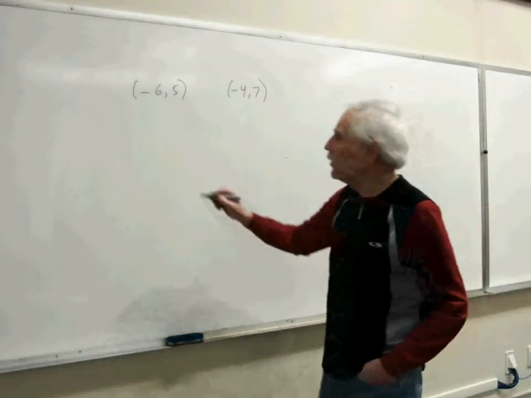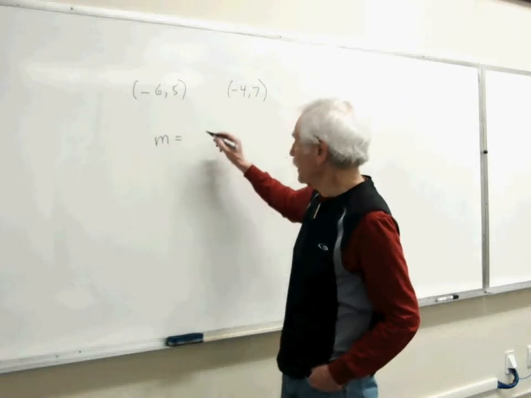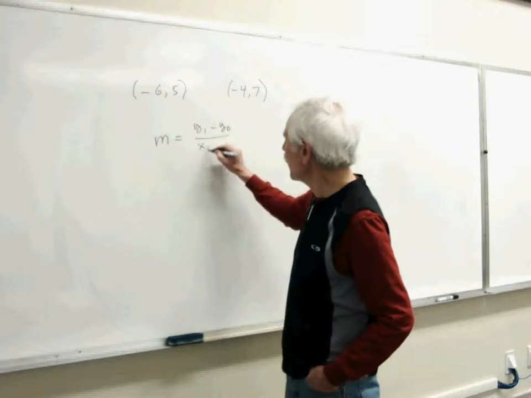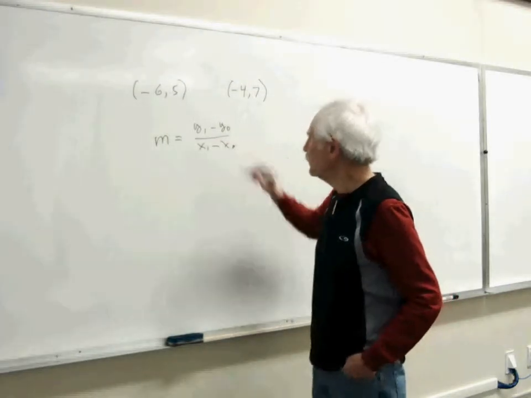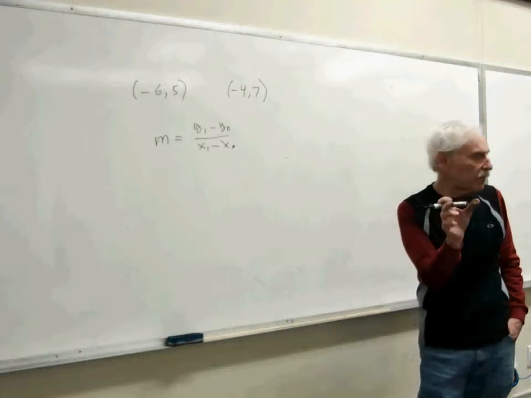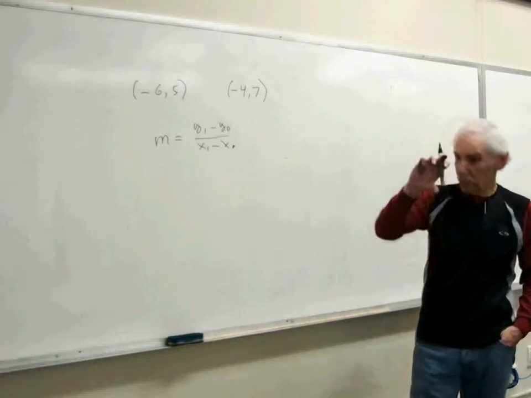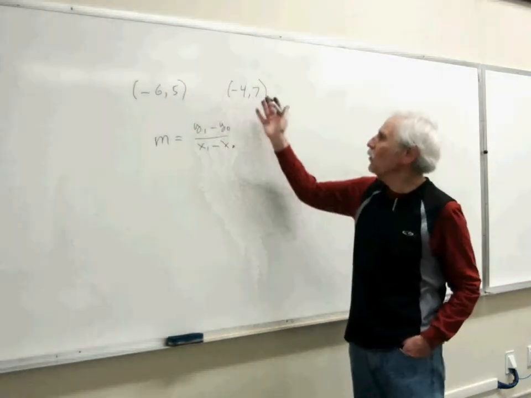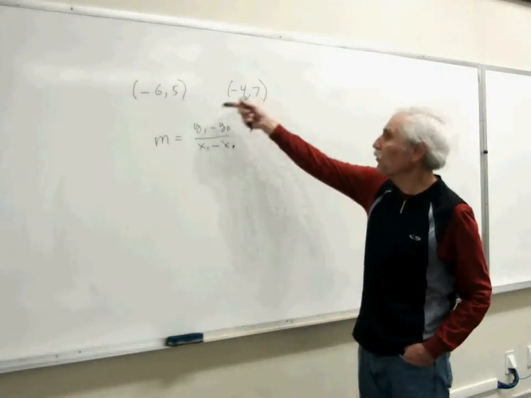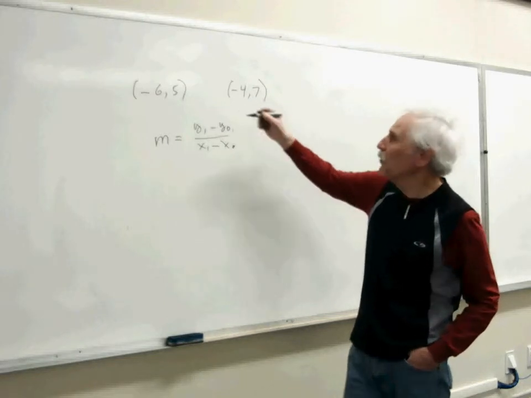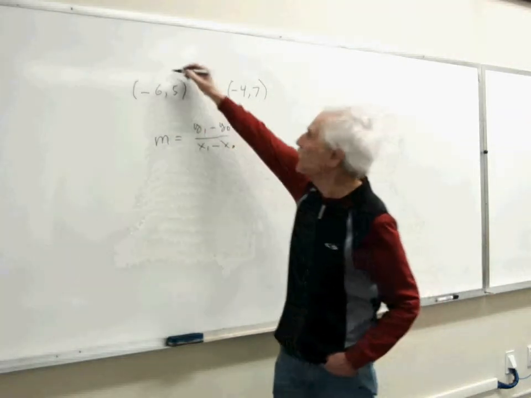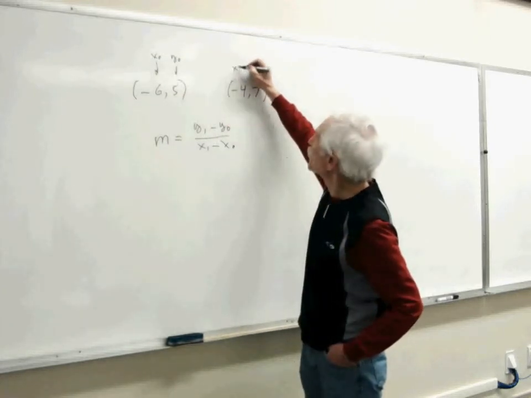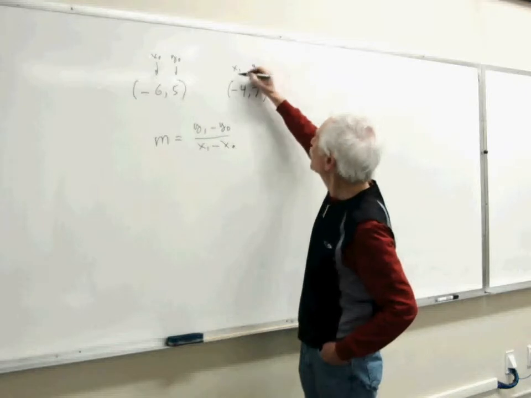Well, you recall that the slope is equal to y1 minus y0 over x1 minus x0, right? The rise over the run. Okay, well, these symbols refer to what parts of these points? Well, let's call this the 0 point. So this is, of course, x0, and this is y0. And this is x1, and this is y1.